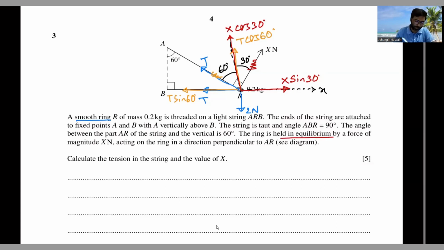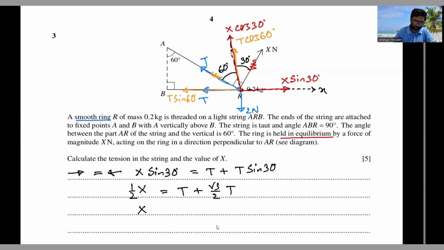So forces are balanced. If you consider the horizontal forces, we have X sin 30 equal to T plus T sin 60. So X sin 30, half X, is T plus root 3 T by 2. X is 2T plus root 3 T.